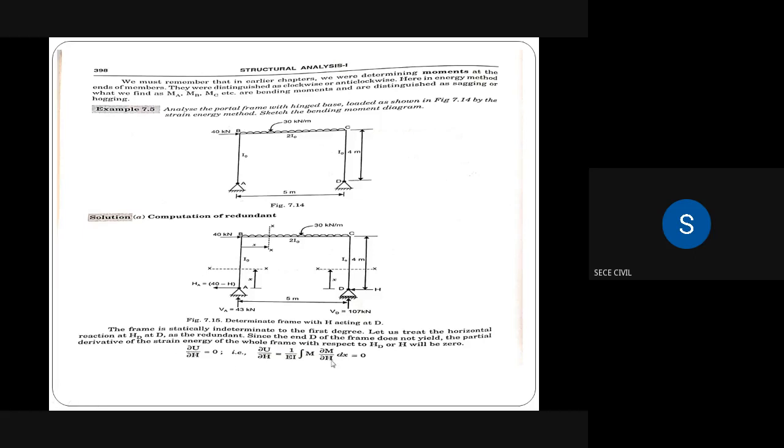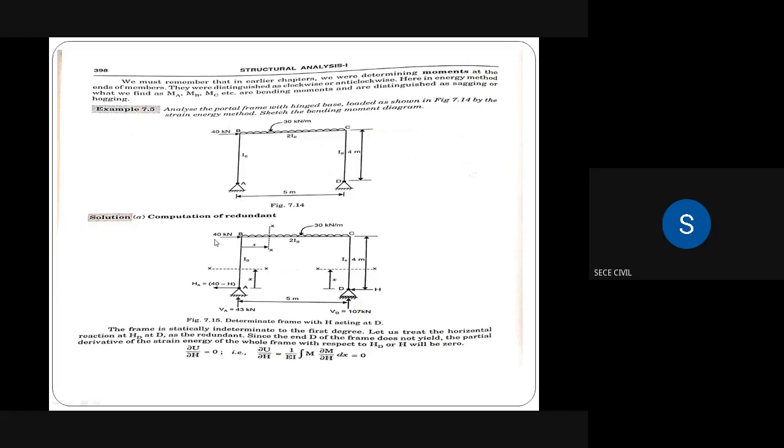So dou U by dou H is equal to 1 by EI integration of M into dou M by dou H into dx, equal to 0. This is the formula for calculating the unknown redundant force at D, that is the horizontal reaction at D. In this figure, they are considering 3 sections: one in span AB, one in span BC, and another in span CD.